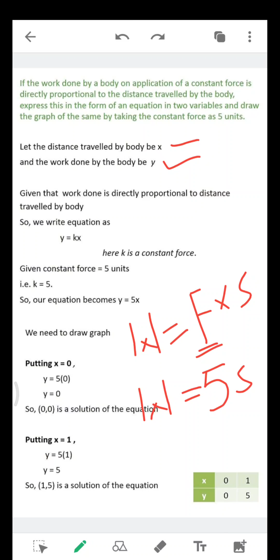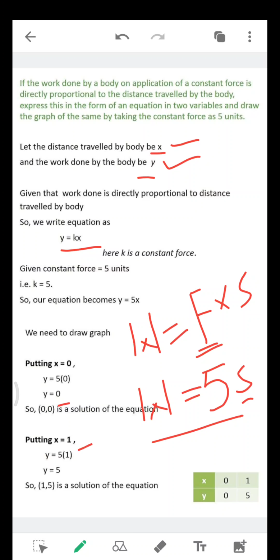After finding the equation, you can either write W is equal to 5S or you can write y is equals to kx. Both are correct. Here force is taken as k, work is taken as y, and distance traveled is taken as x. If you are confused with x and y, you can go with W, F and S. Now we need to draw the graph of this. So we'll find two solutions. We'll take distance traveled, that is x is equals to 0 or S is equals to 0. So we get y is equals to 0 or W equals to 0.